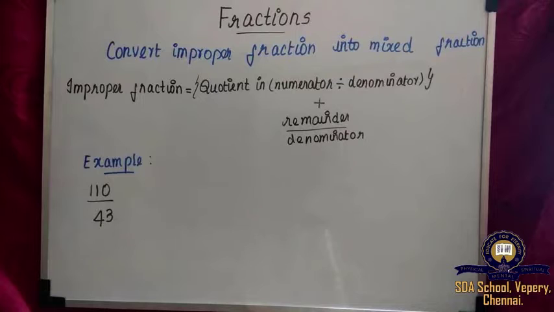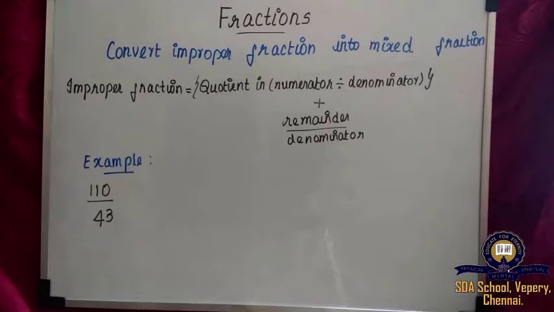Next is convert improper fraction into mixed fraction. So the formula is improper fraction is equal to quotient in numerator divided by denominator plus remainder by denominator. So here is an example. 110 by 43. This is an improper fraction. So we will convert it into mixed fraction.